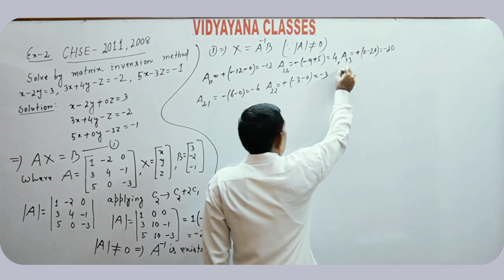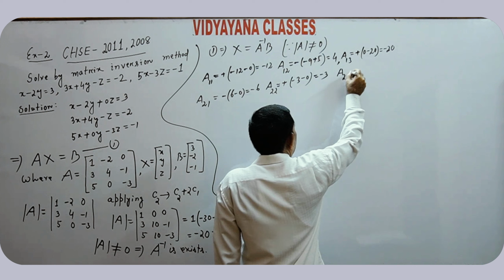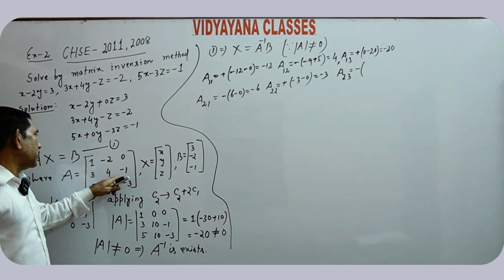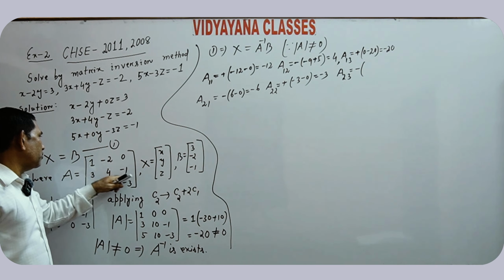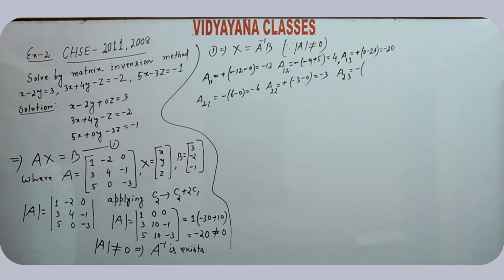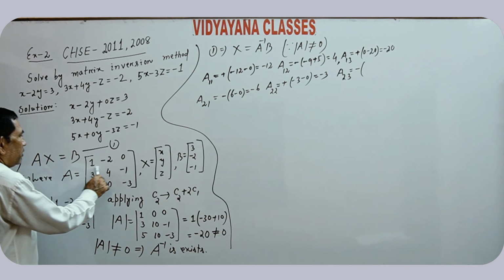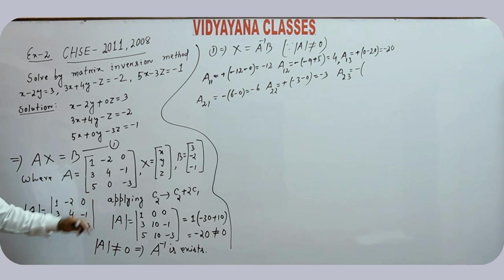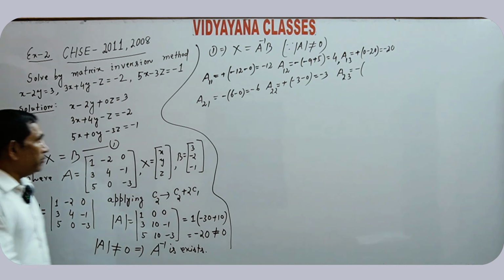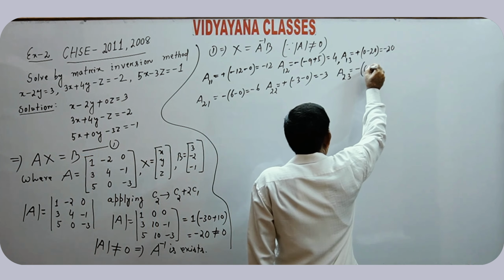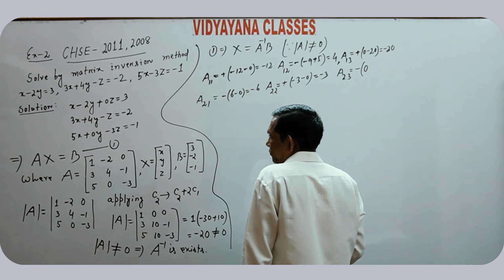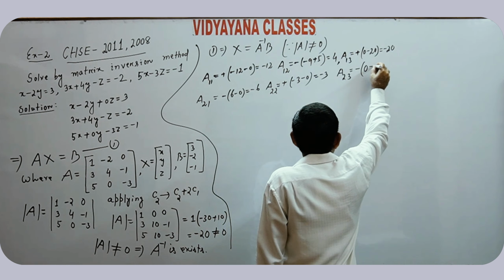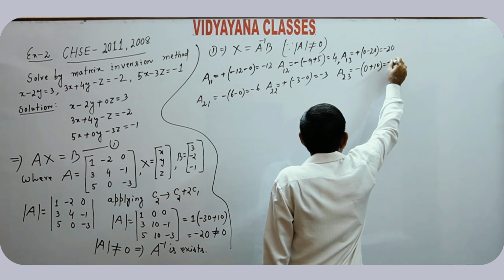A23. Its sign is negative. Deleting second row and the third column. 1 into 0, that is equal to 0, plus 10 is equal to minus 10.